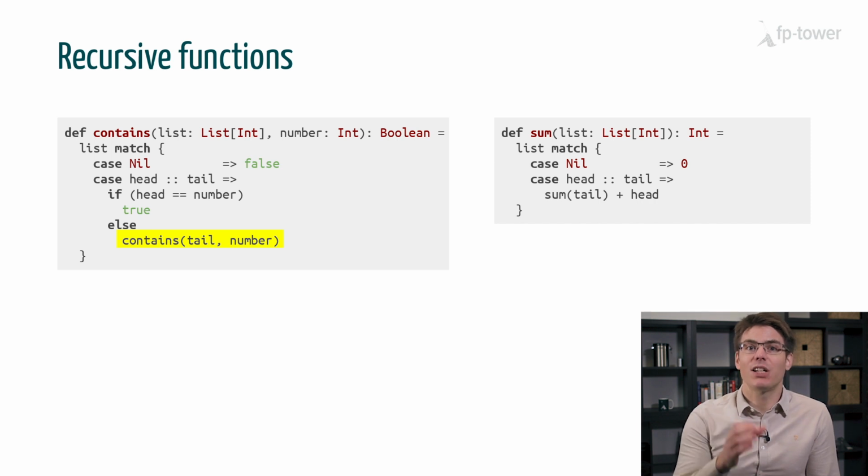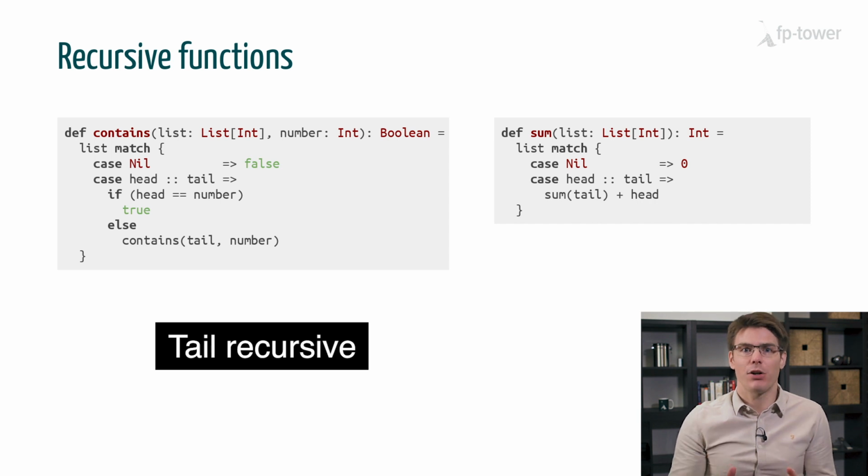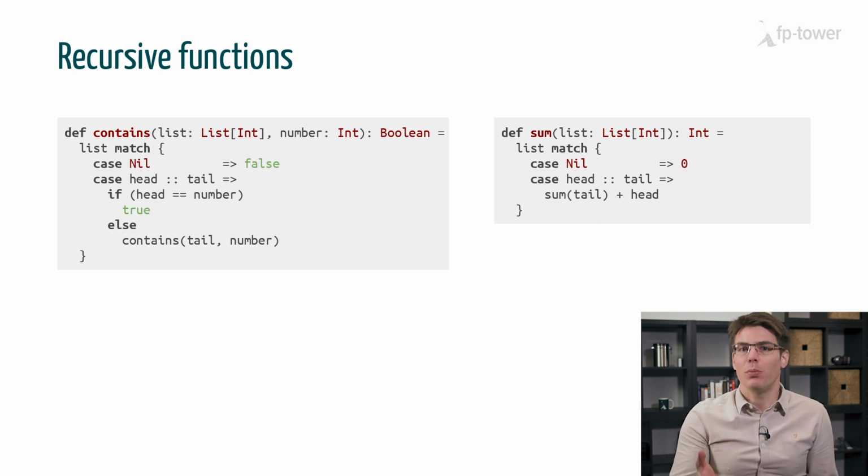Contains calls itself as a last step of the function, while for sum it needs to execute plus head after the recursive call. This may seem like a tiny difference, but it has a profound impact on the stack safety of this function. When a recursive function ends with a recursive call and nothing is done with the result, we say the function is tail recursive. In that case, the compiler can rewrite it using a loop, which means that we are entirely safe and there will be no possibility of a Stack Overflow exception.